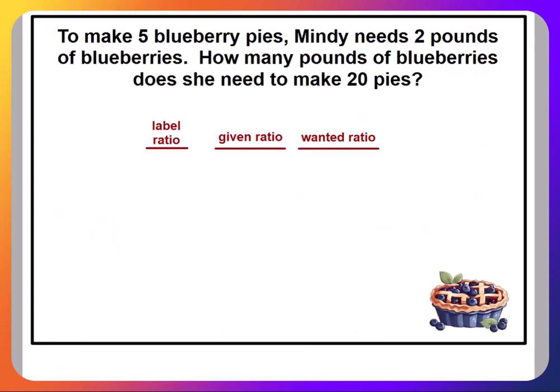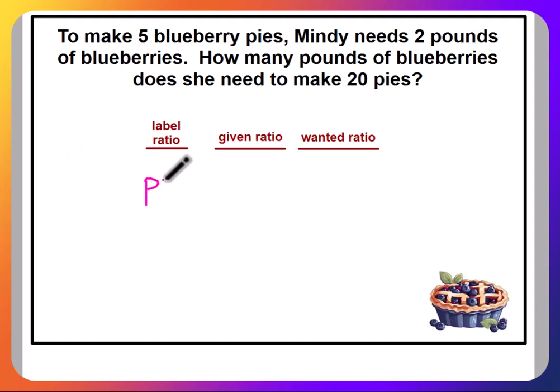To make 5 blueberry pies, Mindy needs 2 pounds of blueberries. How many pounds of blueberries does she need to make 20 pies? All right, start with the label ratio. What are we comparing here? We're comparing pies and pounds of blueberries. It doesn't matter what you put first or second, but you need to write the labels.